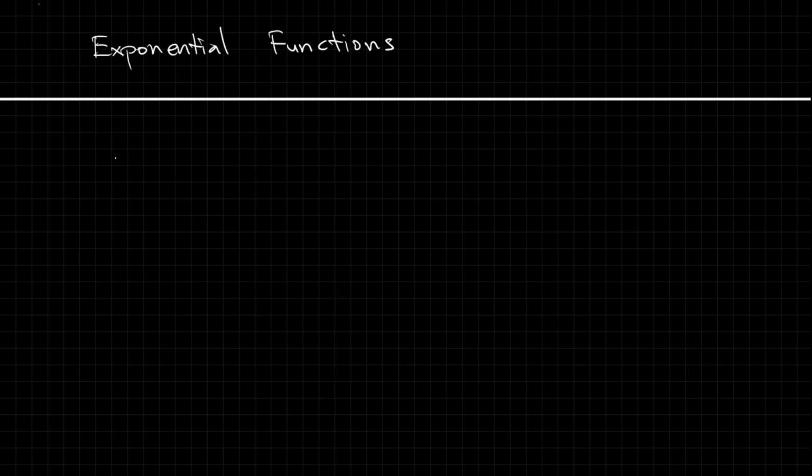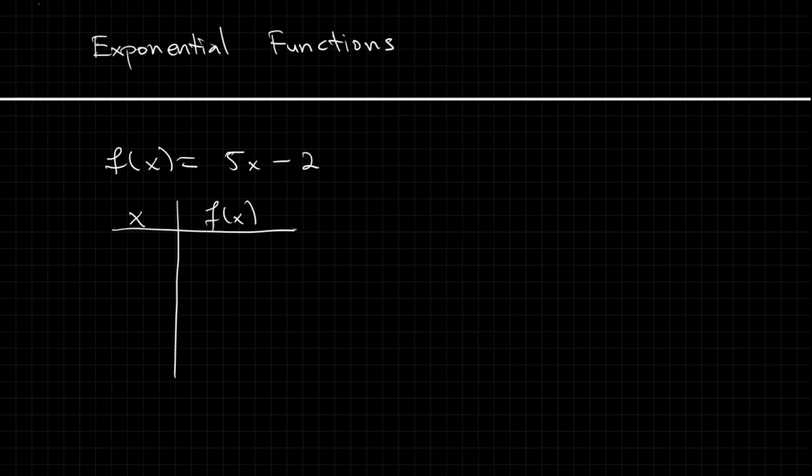So let's say we have a linear function, f of x equals, and I'm just going to make one up, 5x minus 2. These linear functions have the property that if you change the x value by 1, the y value changes by a specific amount every time. Let's make a table so we can see that. So f of x, we start at x equals, let's do 0, 1, 2, 3, and I think I'll be able to convince you of the pattern after that amount of x values.